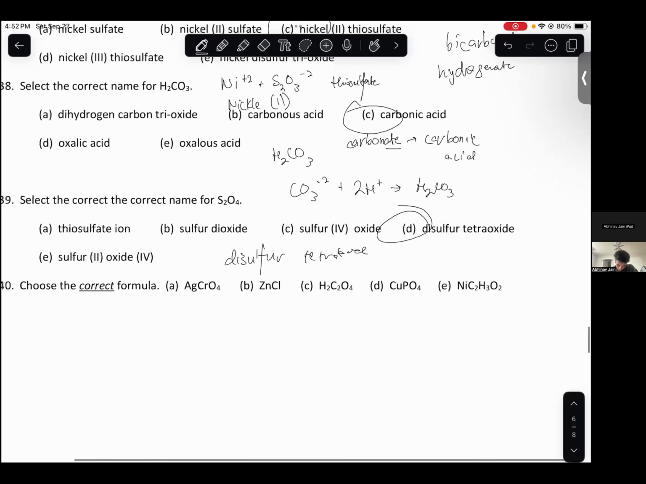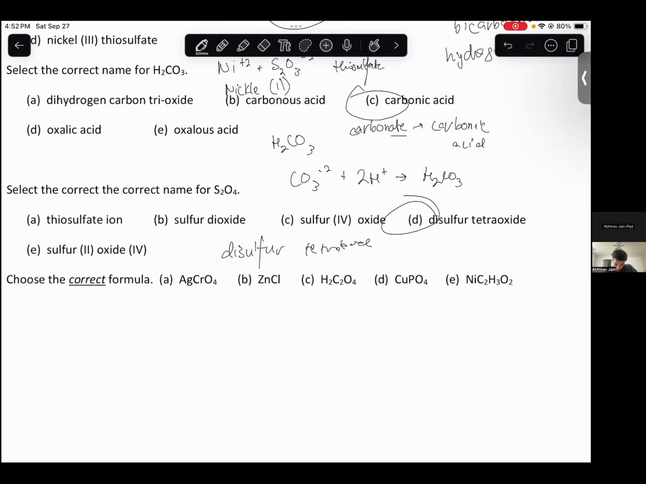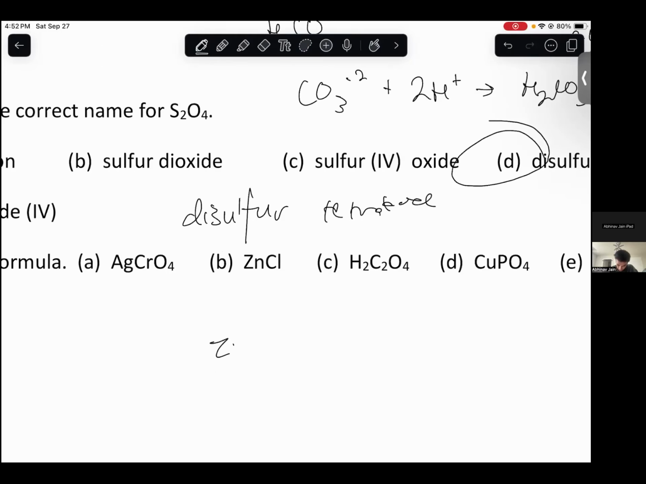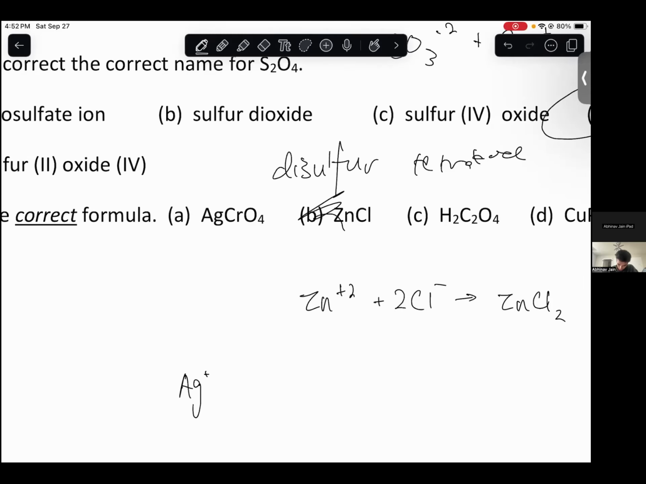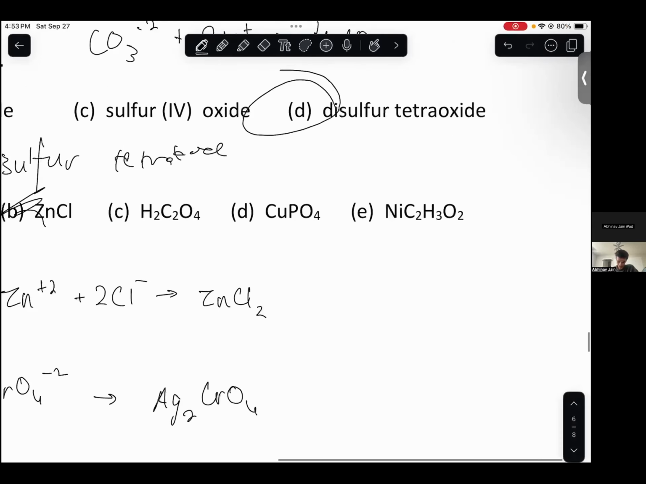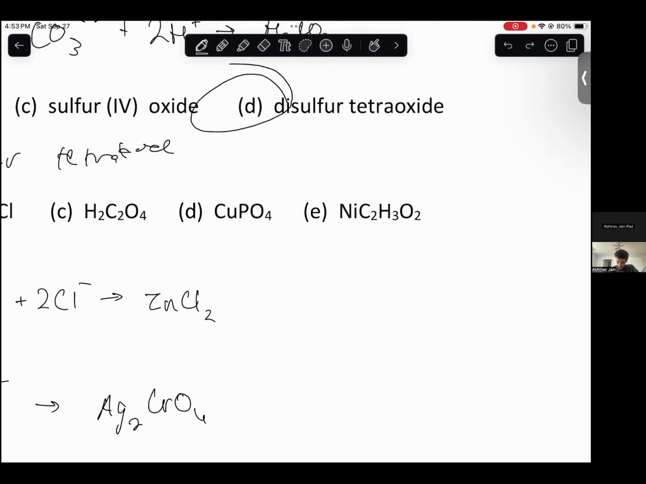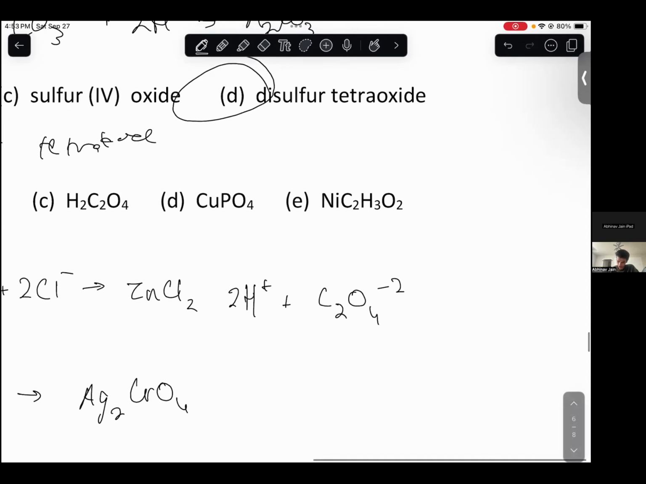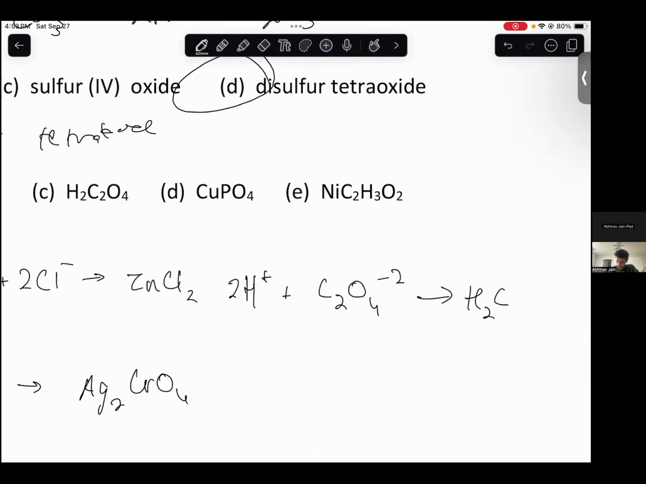Choose the correct formula. By this, it means which formula is consistent with the ion charges. So for example, ZnCl, this is wrong because Zn is +2. So when it forms ionic compounds with chlorine, which is a -1 charge, it's going to be ZnCl2 instead of just ZnCl. So we know B is wrong. Same thing with Ag. Ag always forms a +1 charge, and then chromate, that's the polyatomic ion with -2 charge. So we're going to need two Ags, so it's going to be Ag2CrO4. That'd be the correct formula. So A is wrong. Like the other answer choices, H2C2O4 is actually correct because this is the two hydrogen ions coming together with the oxalate ion, remember C2O4 minus 2, to form oxalic acid. Remember, ate goes to ic acid, so oxalate will go to oxalic acid.